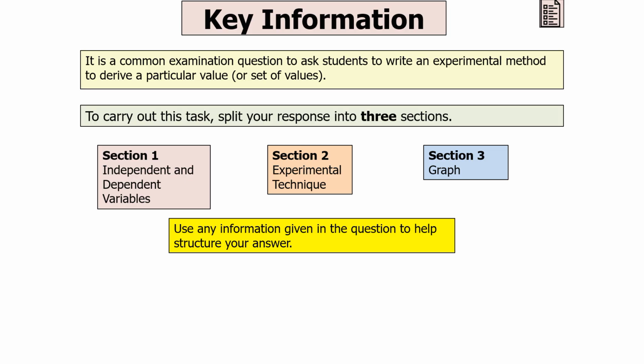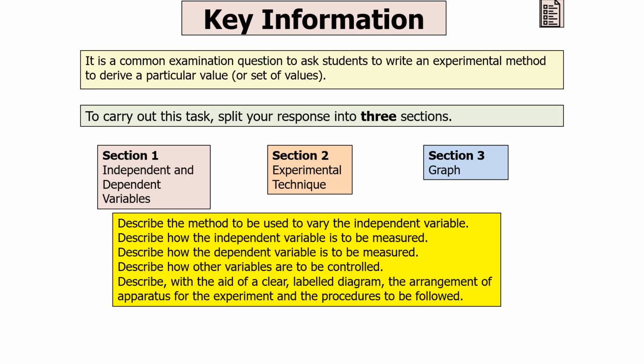So just as a bit of a checklist, you should be describing the method used to vary the independent variable, describe how the independent variable is to be measured, describe how the dependent variable is to be measured, describe how other variables will be controlled, then describe with the aid of a clear labelled diagram the arrangement of the apparatus for the experiment and the procedures to be followed.